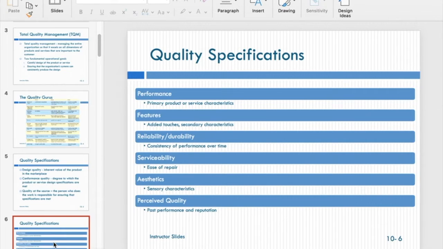Let's skip one step further. This slide is about the dimensions of design quality. Normally when we talk about quality, we always consider all these different dimensions. Different people may put different weight on different dimensions, but when we talk about the quality of a product or service, normally we will consider all of them.